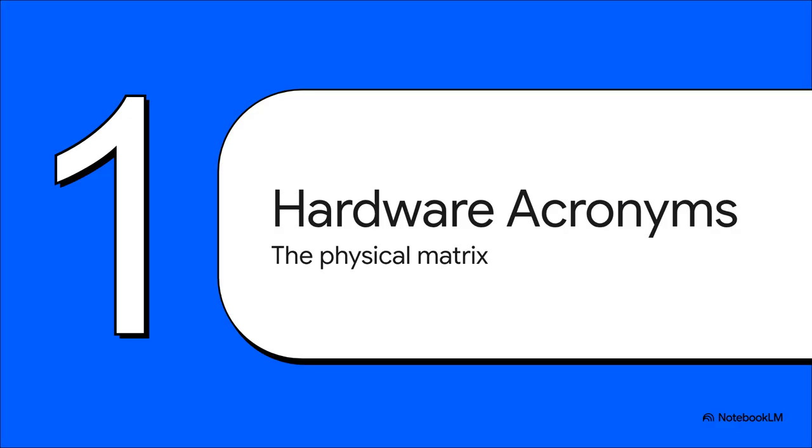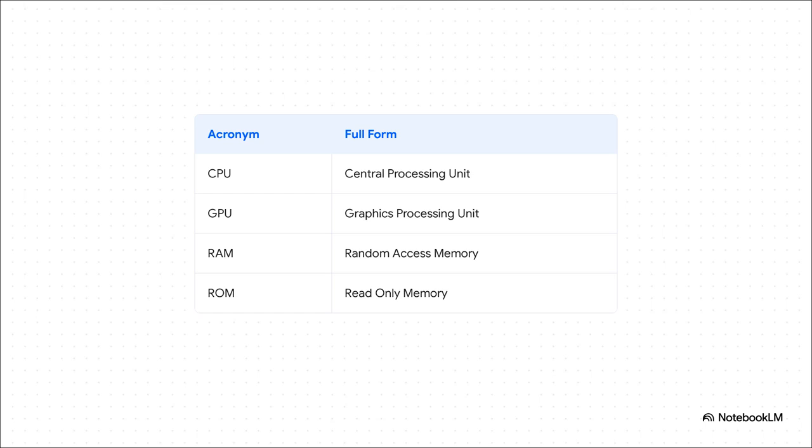All right, kicking things off with Section 1, Decoding Computer Hardware Acronyms. We're looking at the physical matrix right in front of you. You know, mastering these core terms really shifts you from being a passive user to an informed owner. Let's think of these parts like a team. Your CPU is your central processing unit. That's the brain doing all the heavy lifting.